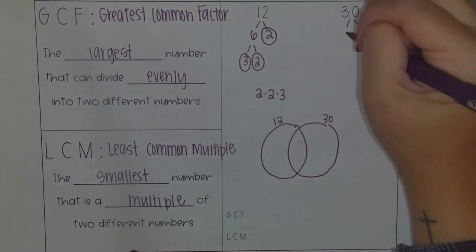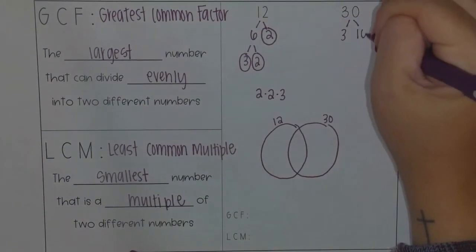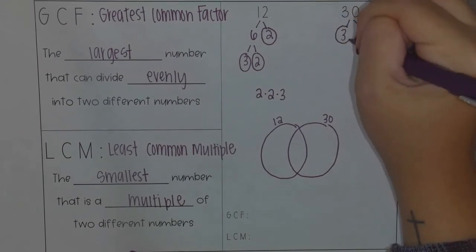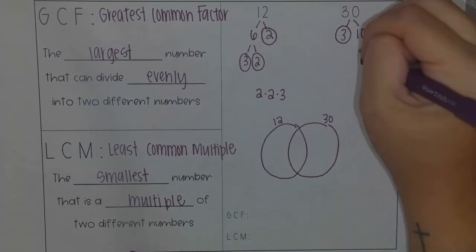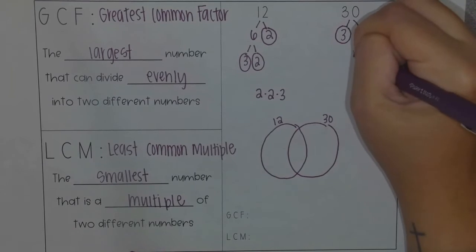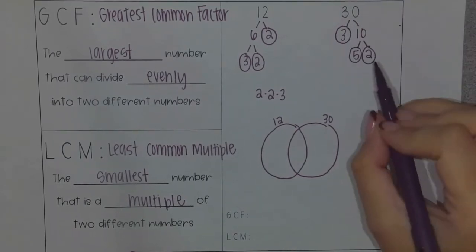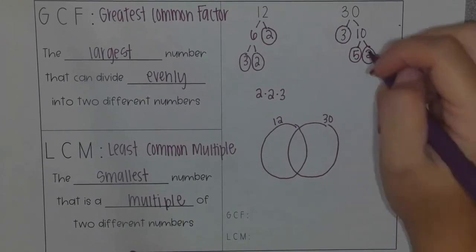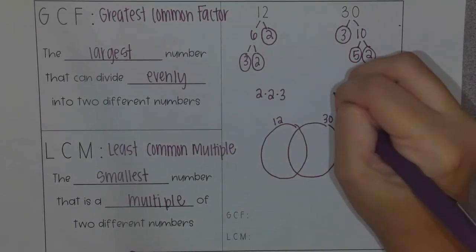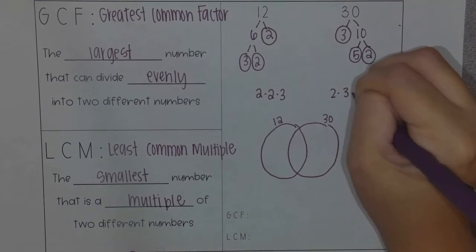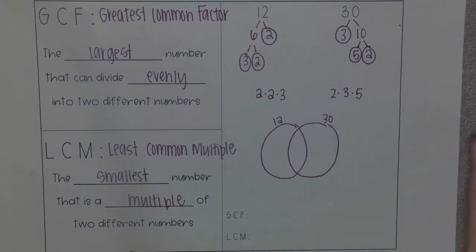So I would write the prime factorization of 12 as 2 times 2 times 3. I'm going to do the same thing with 30. I can break 30 into 3 and 10. 3 is a prime number, so I'm going to circle it. 10 is composite, so I can break that one down into 5 and 2, which are both prime numbers. So I'm going to write that expanded prime factorization. This would be 2 times 3 times 5.